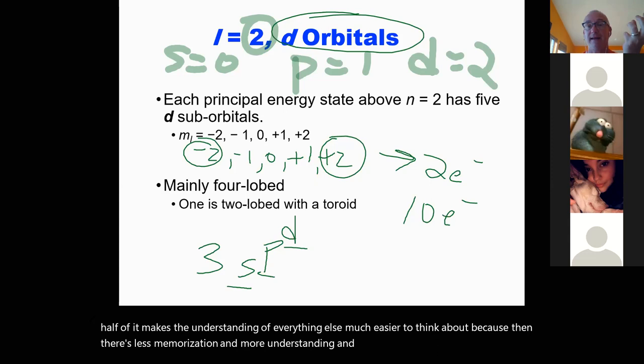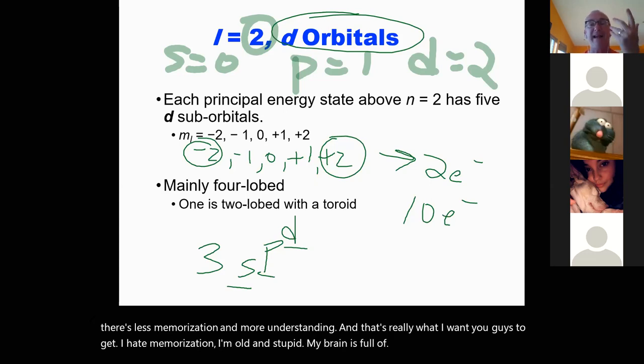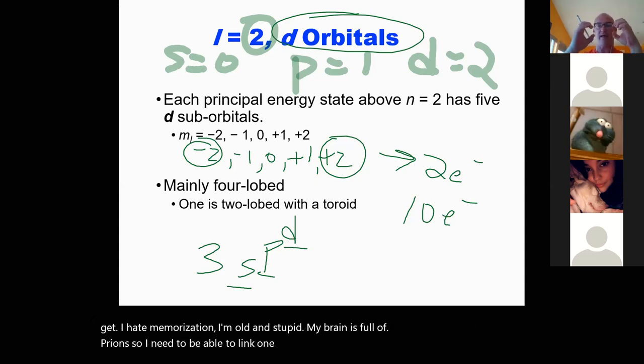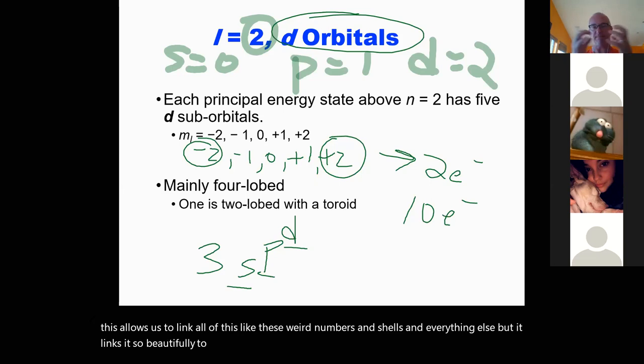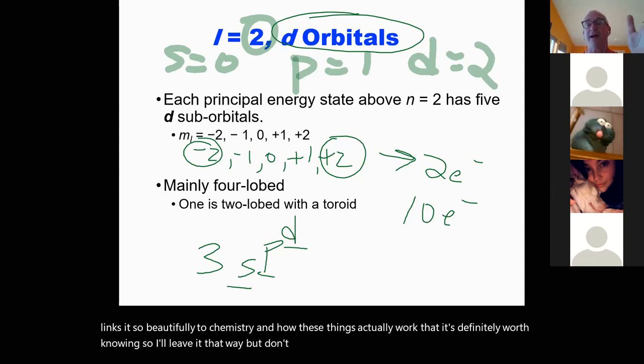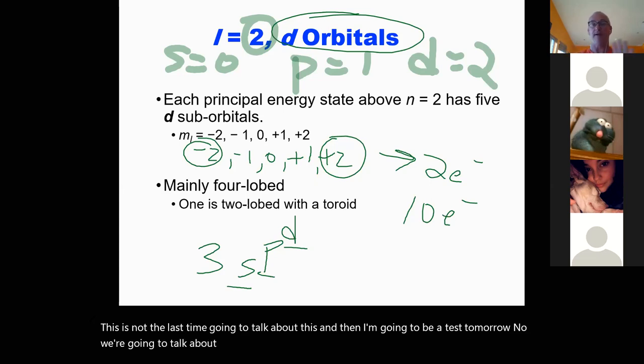And that's really what I want you guys to get. I hate memorization. I'm old and stupid. My brain is full of prions. So I need to be able to link one thing to another thing, or else I'll forget both of them. This allows us to link all of these weird numbers and shells and everything else, and it links them so beautifully to chemistry and how these things actually work that it's definitely worth knowing. So I'll leave it that way. But don't worry, this is not the last time we're going to talk about this. And then there's going to be a test tomorrow. No, we're going to talk about it a lot and go over it many times, because I think it's worth the effort. It really is.